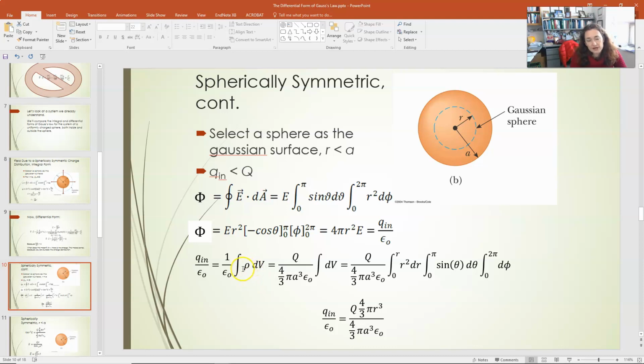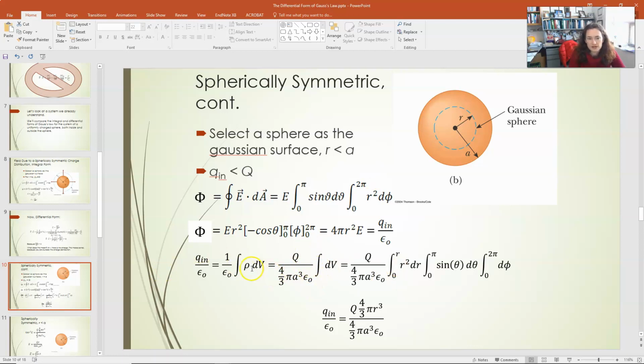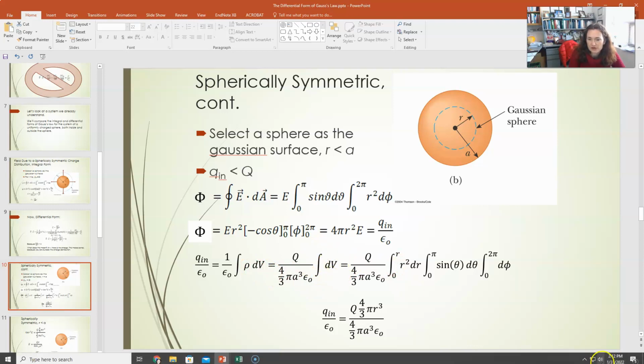Rho here is going to be the uniform charge distribution. To do that, I would take big Q and divide it by the volume of my sphere of radius a, which would be 4/3 pi a cubed, right? So I can pull that out front. And then I have 1 over epsilon naught there, so that's my rho. And then I integrate over dV.